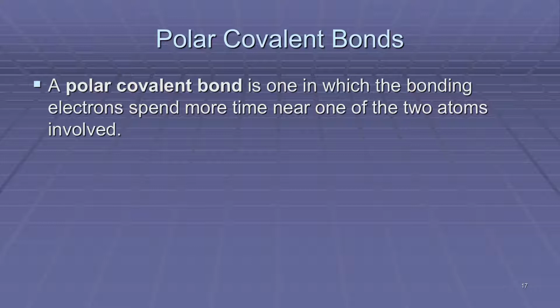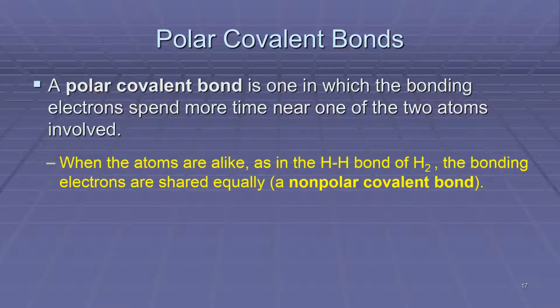All right, first though, let's talk about what is a polar covalent bond. Okay, so a covalent bond, again, is one where electrons are shared, but a polar covalent bond is one where they're not shared equally or not evenly. So generally speaking, the electrons spend more time near one of the 2 atoms involved.